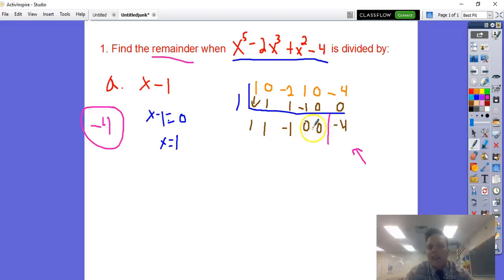Well, this last thing is now your constant. So I did my remainder. This is your constant. Then this is the coefficient on x. This is the coefficient on x squared. This is the coefficient on x cubed. And this is the coefficient on x to the fourth.